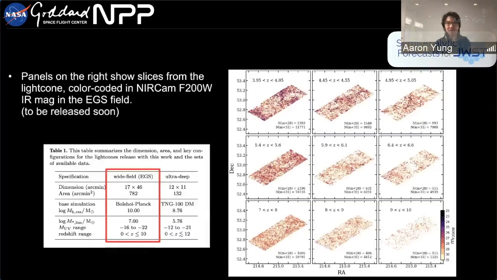Okay, so this is what the data set you're going to interact with looks like. On the right, I show you a couple of slices across a wide redshift range, going from redshift 4 to 10. The field is overlapping with EGS. The simulated field is bigger than the observed EGS field. The simulated field actually spans a total of 782 square arcminutes, and it contains galaxies down to stellar mass of 10 to the 7 solar mass. And it goes from redshift 0 to 10. So you can see these specs there in the table.